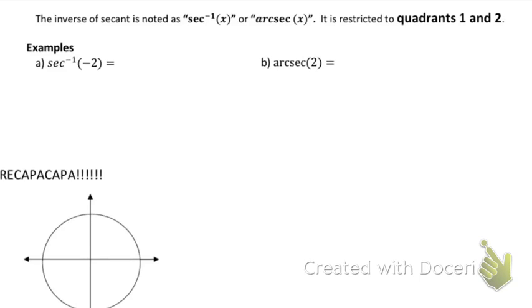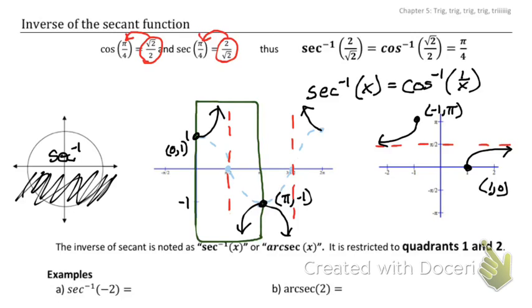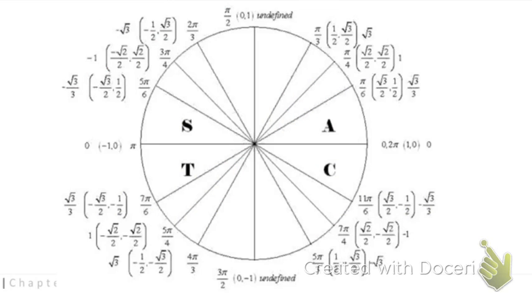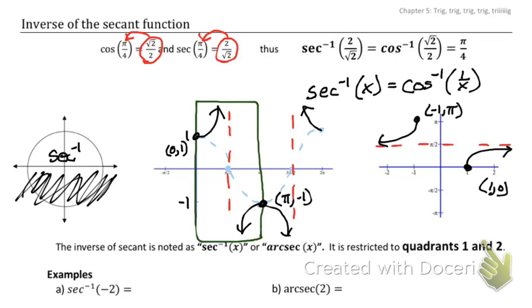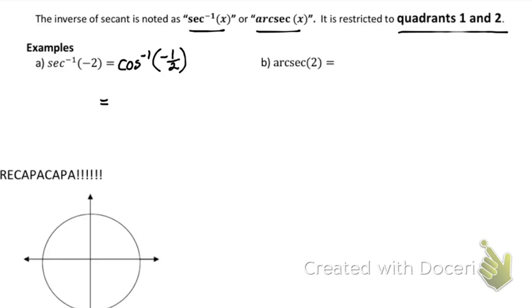All right, the inverse of secant is noted as secant inverse or arc secant, and is restricted to quadrants 1 or 2, which we just said. When we're doing secant inverse, it's not on our unit circle, so we do need to rewrite it as cosine inverse. In order to write it as cosine inverse, we must take the reciprocal inside. So rather than 2 over 1, we're going to have 1 over 2. Well, cosine inverse is asking where is cosine equal to negative 1/2. If we look at our unit circle, it equals negative 1/2 right here, which is 2 pi over 3. So we're going to put 2 pi over 3 for that one.